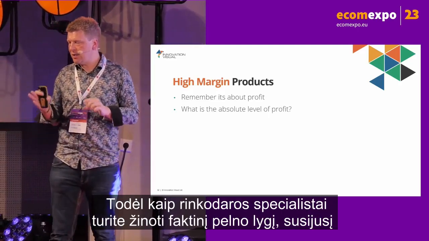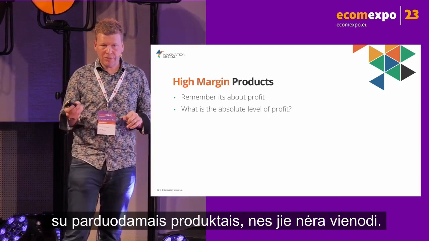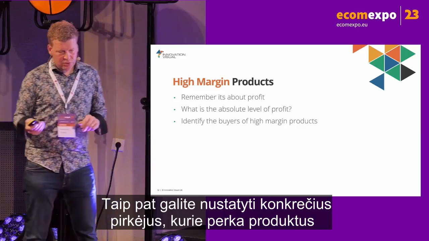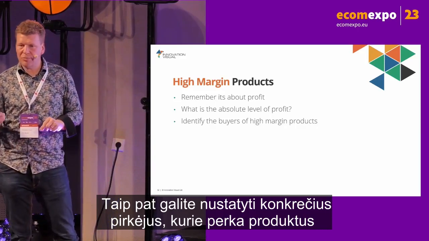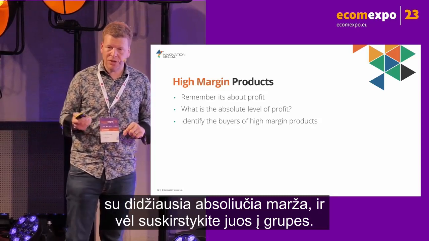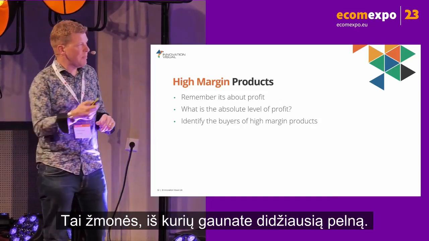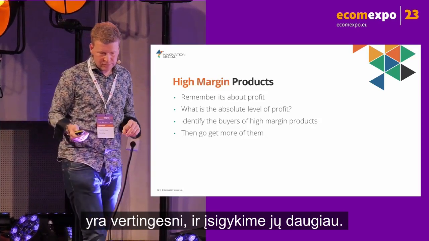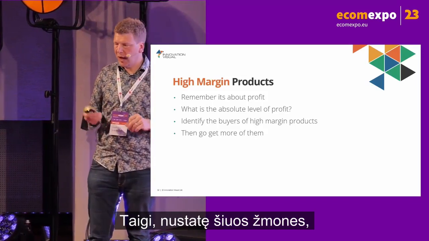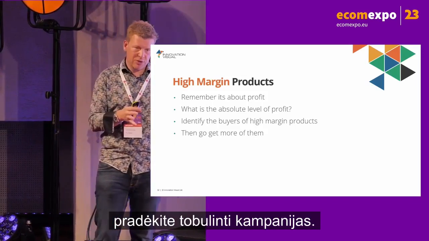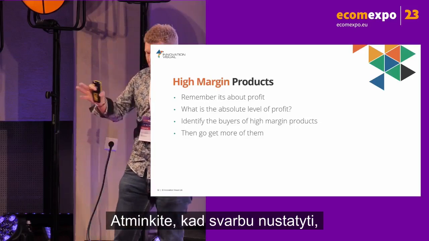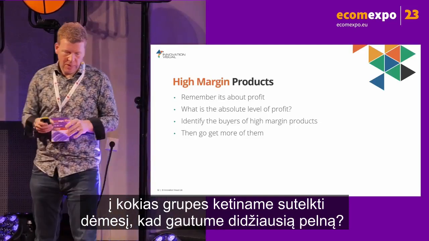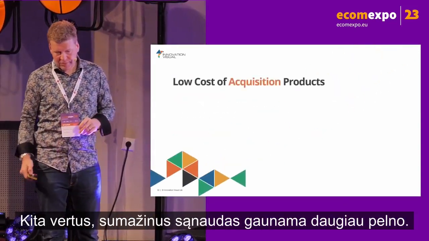This is why, as marketeers, you need to be aware of the actual profit level on the products that you're selling, because they're not all the same. So you can also identify the specific buyers, those that buy the products with the highest absolute margin, and again, put them into cohorts. These are people that give you the most profit. So let's treat them differently because they are more valuable. And then go get more of them. Once you've identified these people, that's when you start refining your campaigns. And remember, this is about going, which cohorts are we going to focus on to get the most profit? And so we want to get the ones with the high margin products.